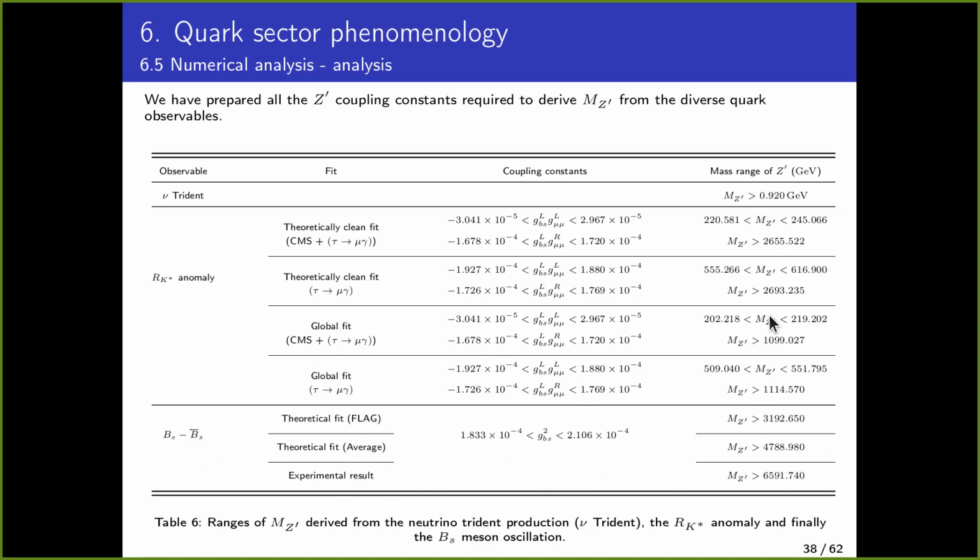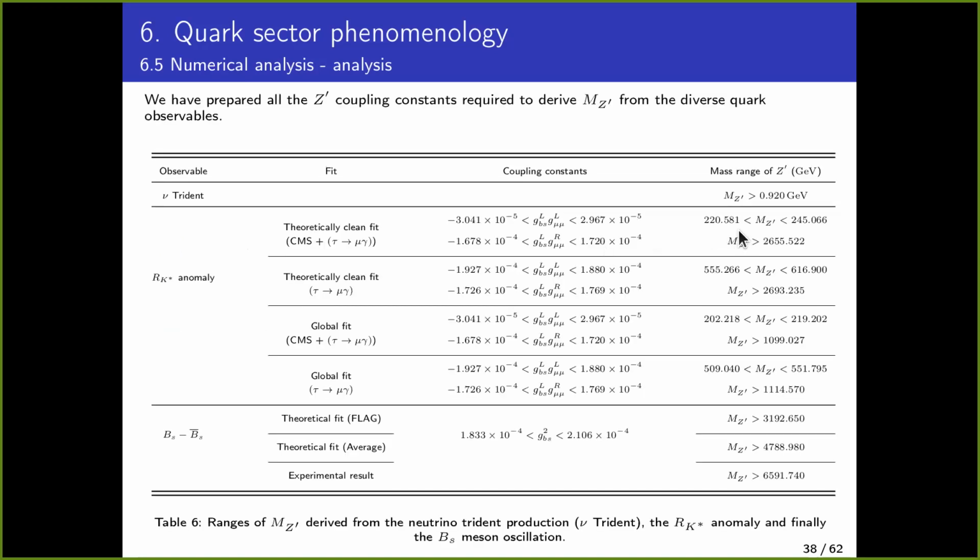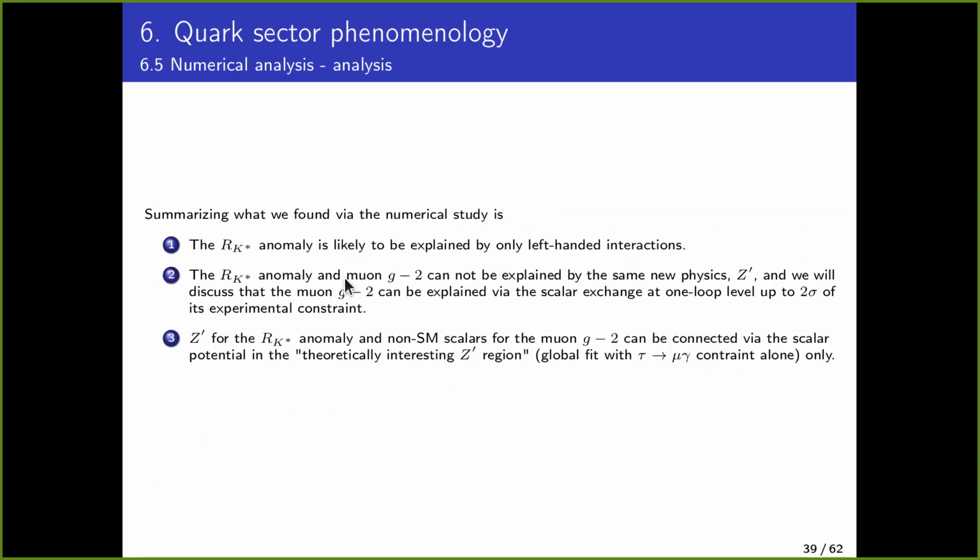So here what we can conclude is, first of all, the IK anomaly is very likely to be explained by only left-handed interactions, because if you take a look at this plot, there is no overlap region between the left-handed Wilson coefficient and the right-handed Wilson coefficient. So our conclusion is the IK anomaly is very likely to be explained by only left-handed interactions.